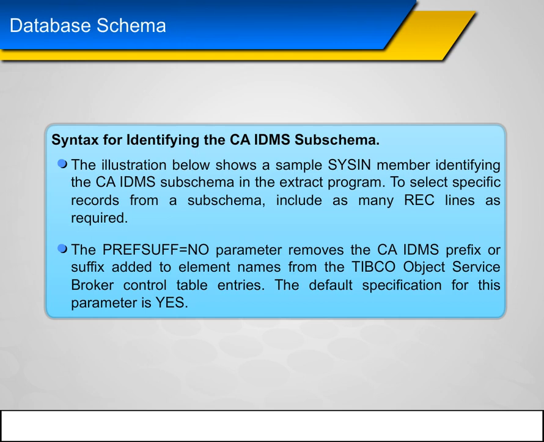The PREF SUFF (prefix suffix) equal to NO parameter removes the CA-IDMS prefix or suffix added to element names from the TIBCO Object Service Broker control table entries. The default specification for this parameter is YES.